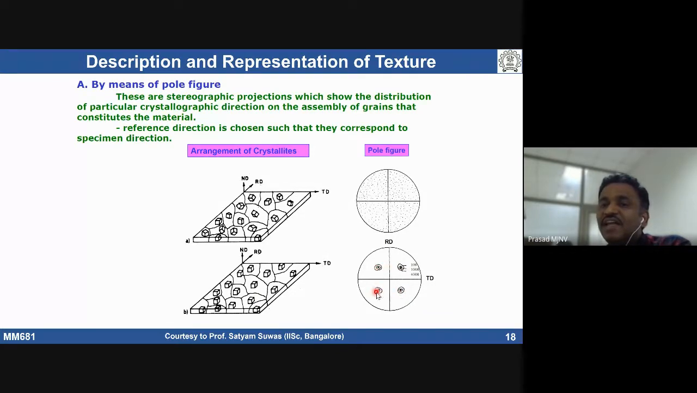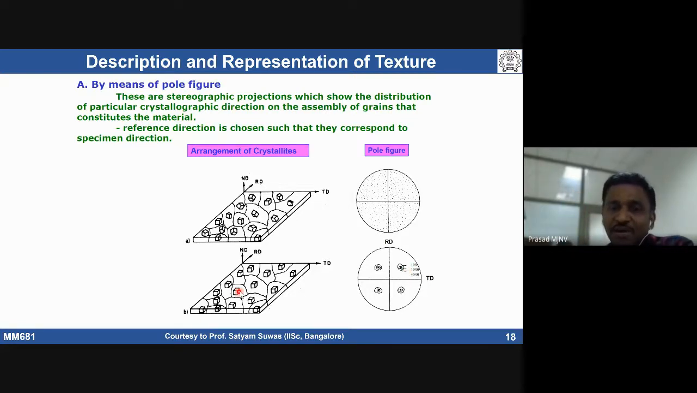High intensity regions can be seen in a particular projection. Here you have taken the specimen coordinates: rolling direction, transverse direction, and the normal direction, normal to this laptop, if you see. If you make a pole figure, wherever we see intense poles, that indicates what type of texture the material has.